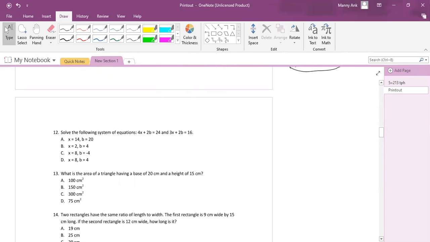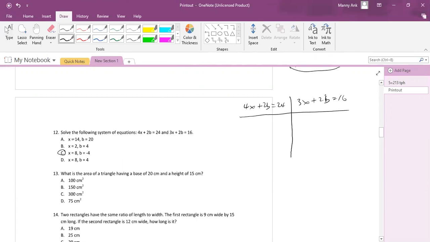Number 12. Number 12, the answer is... sorry, it's C. You can use a back solving approach, right? Take each one and check to see if it satisfies both equations. 4x plus 2b is equal to 24. 3x plus 2b is equal to 16.